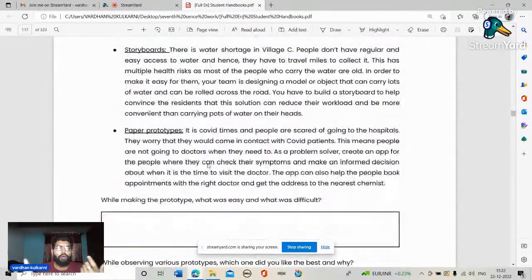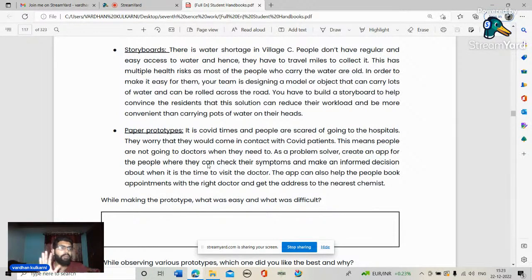And then again, in paper prototypes, in the COVID times, people were scared to go to hospitals, and they had to come in contact with COVID patients. In that situation, as problem solvers, you could create an app. For example, people created the Arogya Setu app, right? People can check their symptoms and make informed decisions about whether to visit the doctor or not. The app can also help people book appointments with the right doctor and get the address of the nearest chemist. So paper prototypes can explain how to do it.